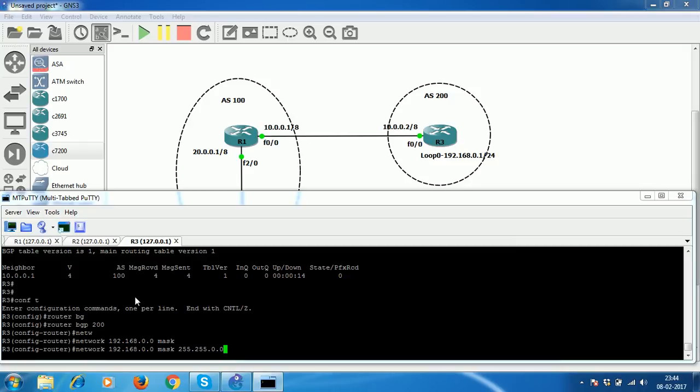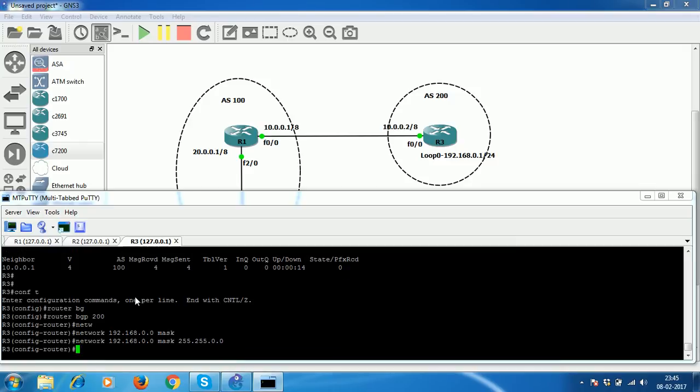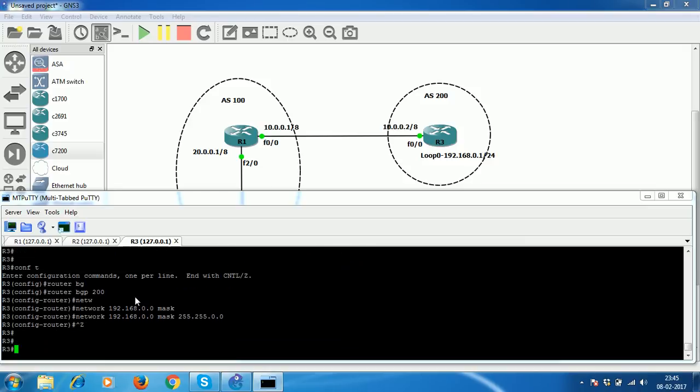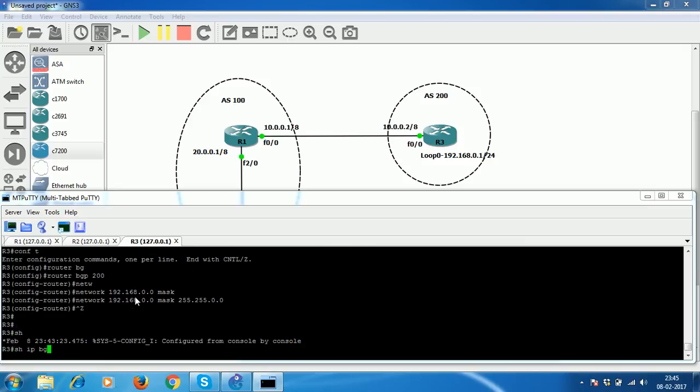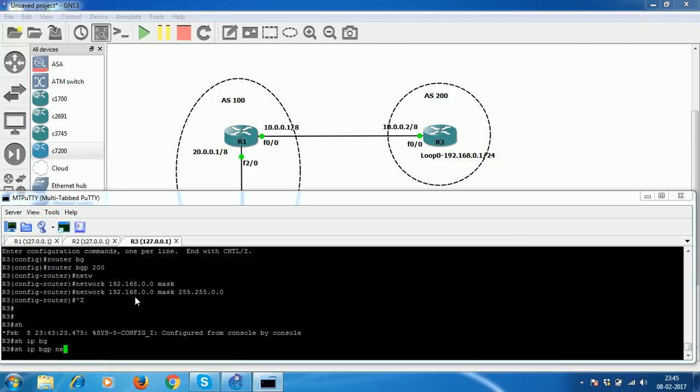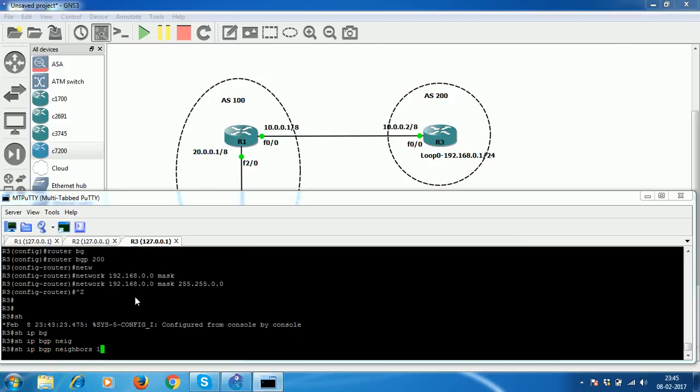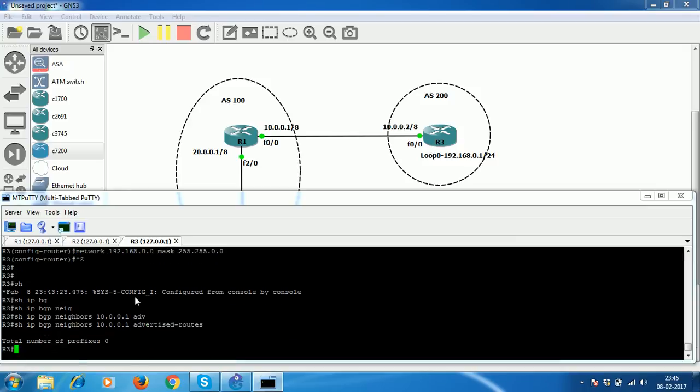Instead of 24, I'm just giving 16 as a mask. Let's go and verify whether it is advertising or not. Show IP BGP neighbor 10.0.0.1 advertised routes. This is a command to verify, for this peer, what routes router 3 is advertising to R1. To check that status, this is the command we need to use. It is not yet advertised.